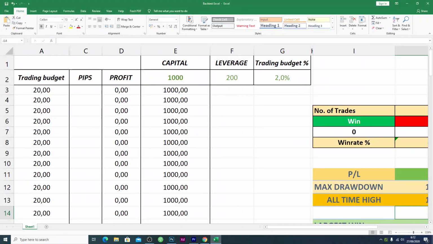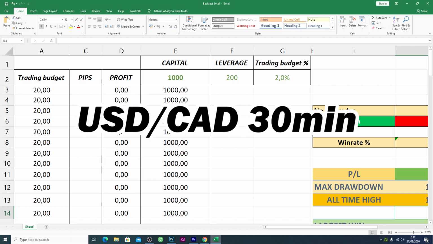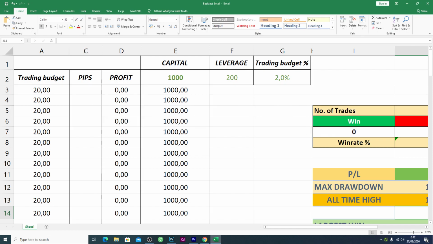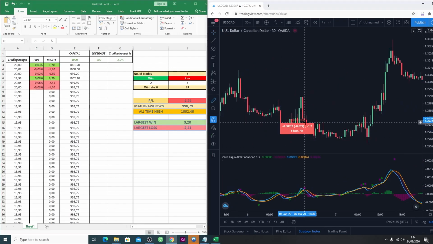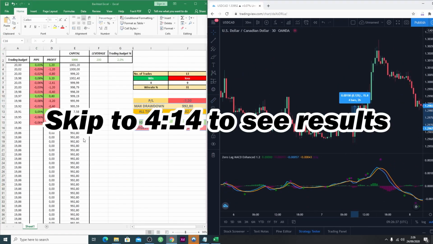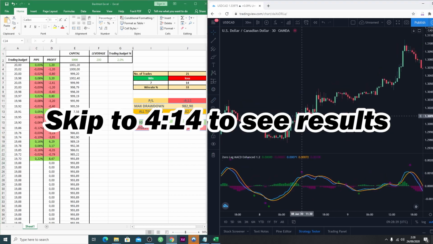I'll start with a capital of $1,000 using 200 times leverage per trade. However, each trade, I'm only risking 2% of my capital. And I'm also testing the USD CAD 30-minute chart. So without further ado, let's get on with the backtest. Here's a time lapse of me backtesting the strategy. You can skip to the timestamp shown on the screen to see the results.